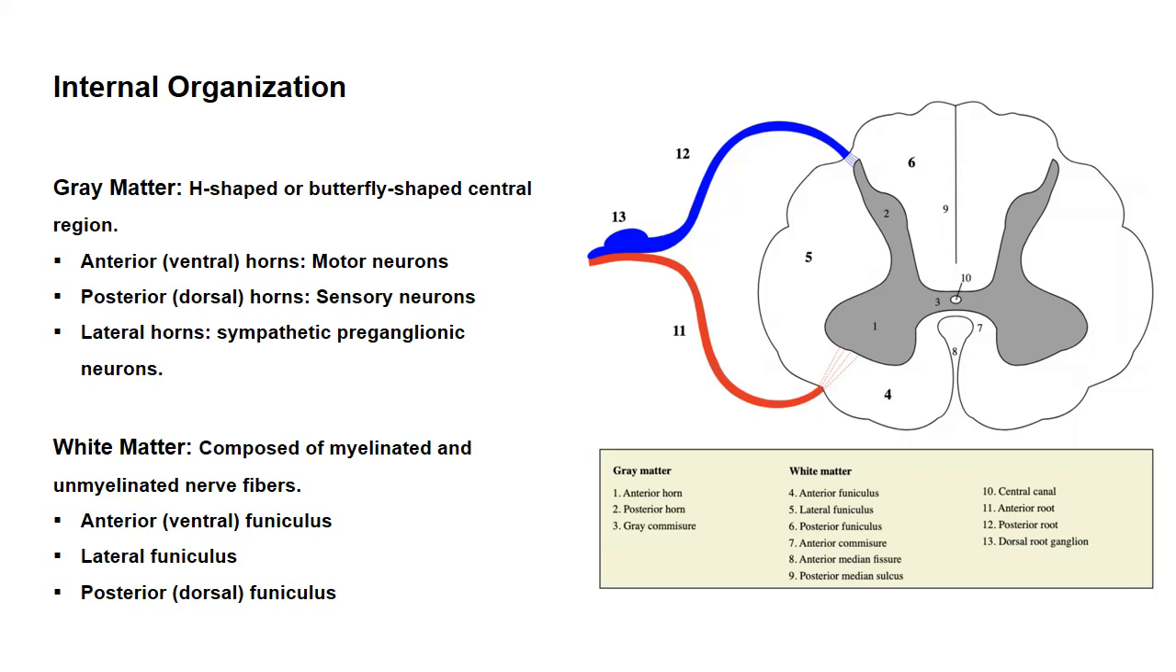White matter surrounds the gray matter and is arranged into funiculi: anterior, lateral, and posterior. These contain ascending or sensory and descending or motor nerve tracts.